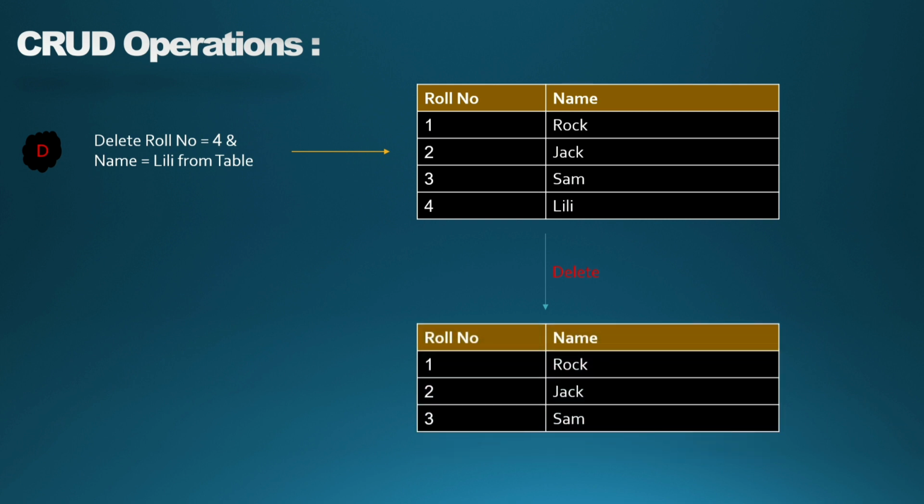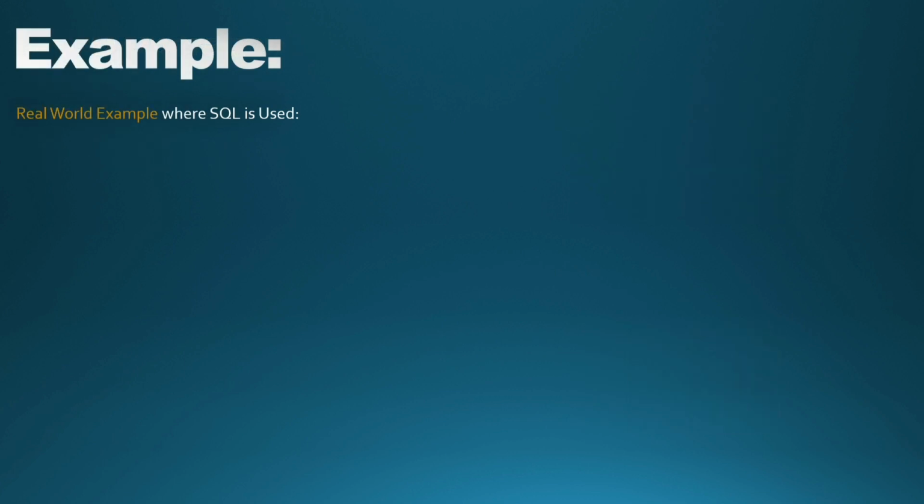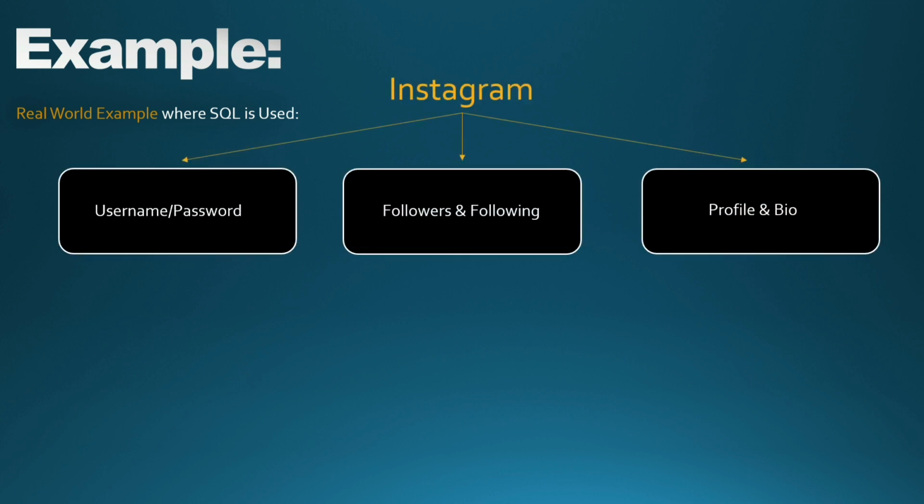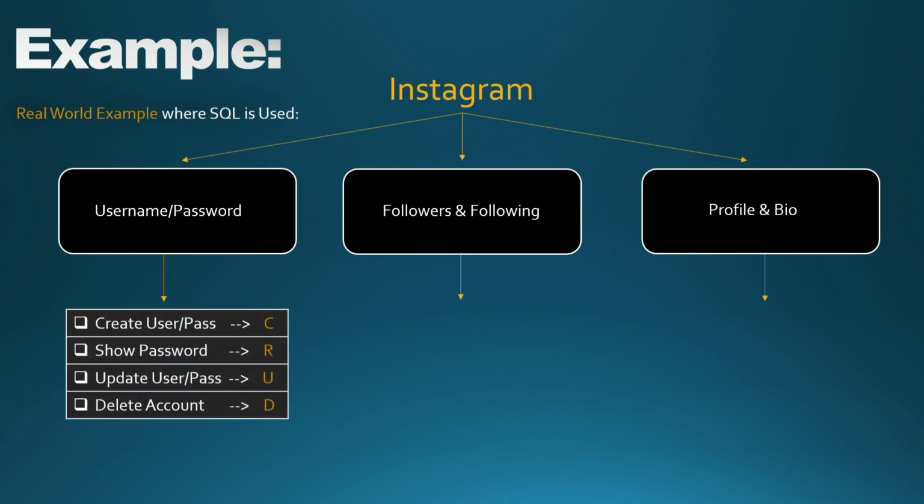Let's understand the SQL CRUD operations with the help of a real-world example. We'll take the Instagram app as our real-world application. We'll consider three scenarios, and with their help we'll understand the CRUD operations. The first scenario is username and password. Here we can perform all our CRUD operations. That means we can create a username and password. We can read our password with the help of the show password option given by Instagram. And we can also update the username and password, or we can delete the account as well.